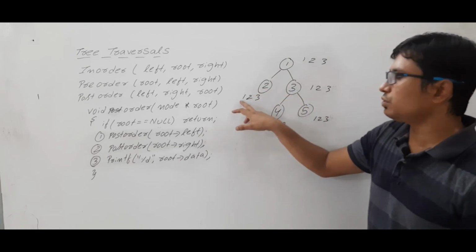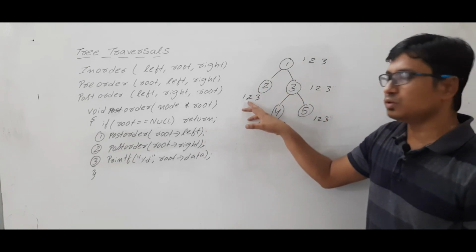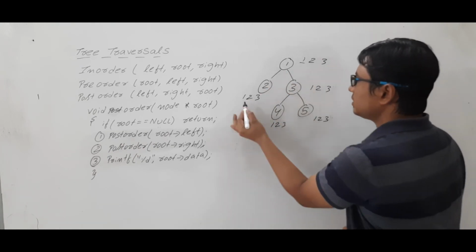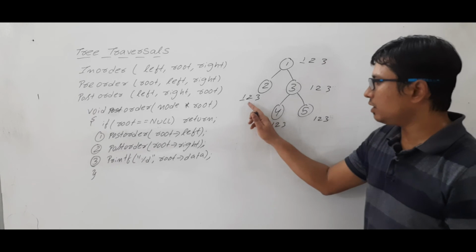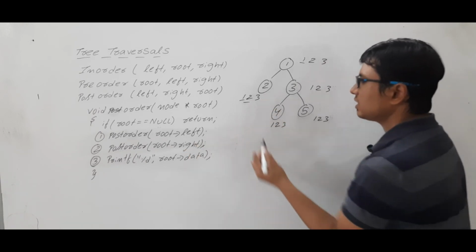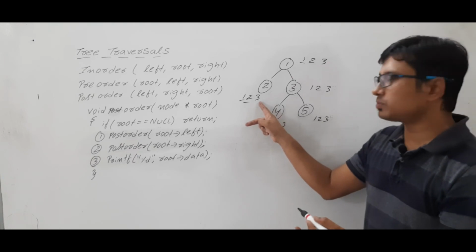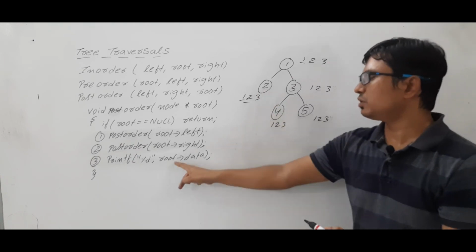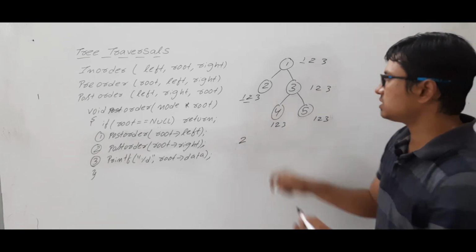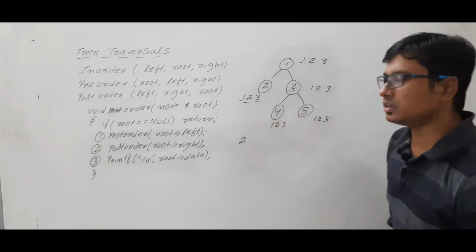Again you will go to the root of left, which is null. So you will return, you will come to the step 2. Okay, this is step 1, this is step 1. Now root of right, again it is null because it is a leaf node. Again you will return, then you will execute step 3, which is printf root of data, which is 2 in this case. Are you able to understand? So you are done with step 3.